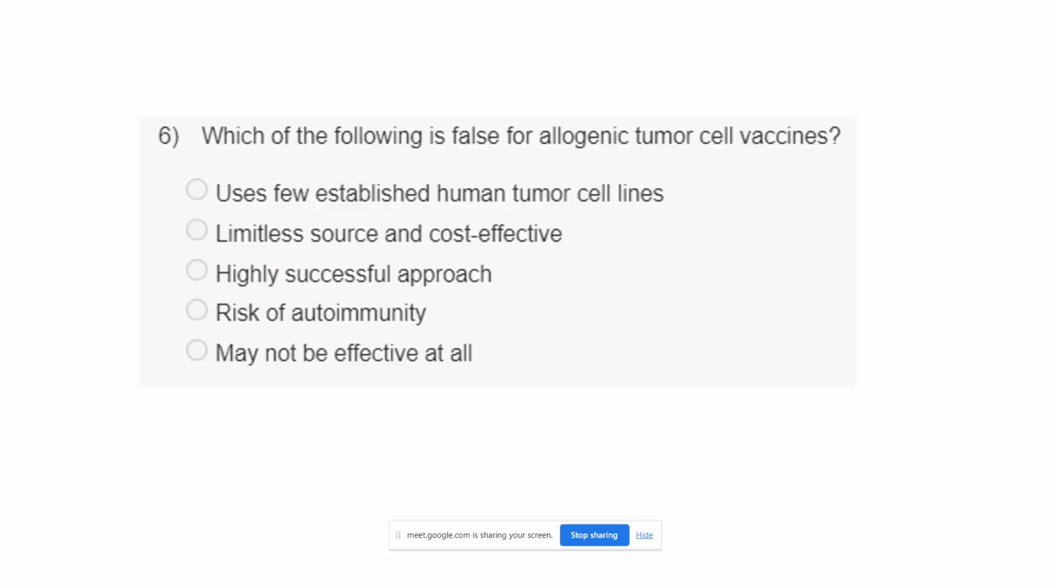Okay, here is the next question. Which of the following is false for allogenic tumor cell vaccines? It uses few established human tumor cell lines, limitless source and cost effective, highly successful approach, risk of immunity, may not be effective at all. Option 5. May not be effective at all. Okay.